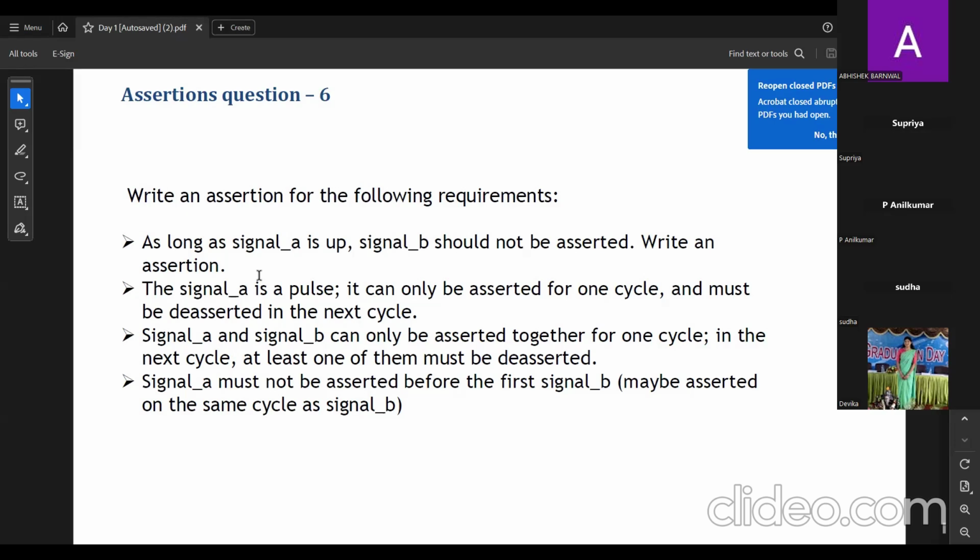Sudha, will you try? Yeah, I'm just thinking what the logic will be. That's okay, you just start writing, I'll help you. You can present your screen with some notepad. Start with property, that is also fine. Don't worry, I'll help you.